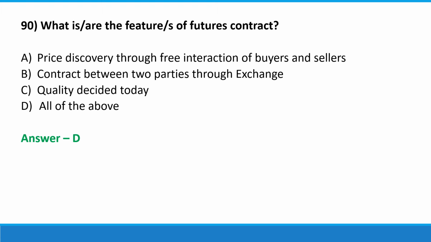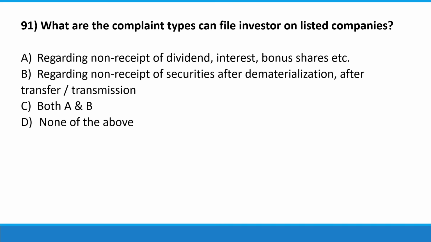All of the above. What are the complaint types an investor can file on listed companies? Option A, regarding non-receipt of dividend, interest, bonus shares, etc. And option B, regarding non-receipt of securities after dematerialization, after transfer or transmission. Option C, both A and B. Option D, none of the above. The correct answer is option C.